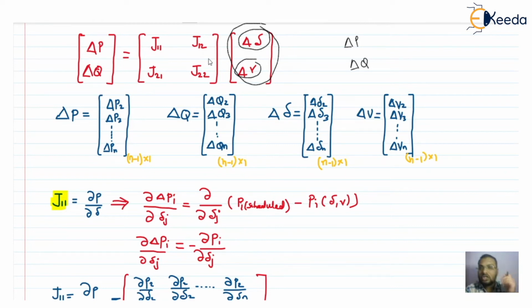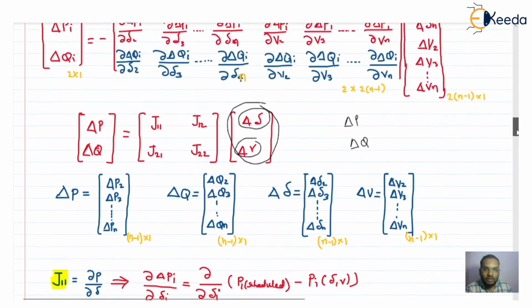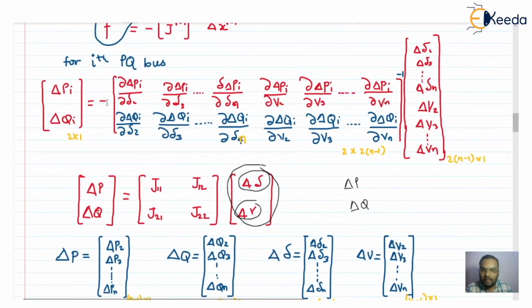First, we are beginning with J11, the first element. The 1 indicates you have to take the first element from this side, first element from this side. So it would be the partial differentiation of the real power with respect to the phase angle. Now you may be getting one question here. You see here there was a minus sign. Now I'm not taking a negative sign here. I'm dropping that minus sign. Why? Because the explanation is given here.